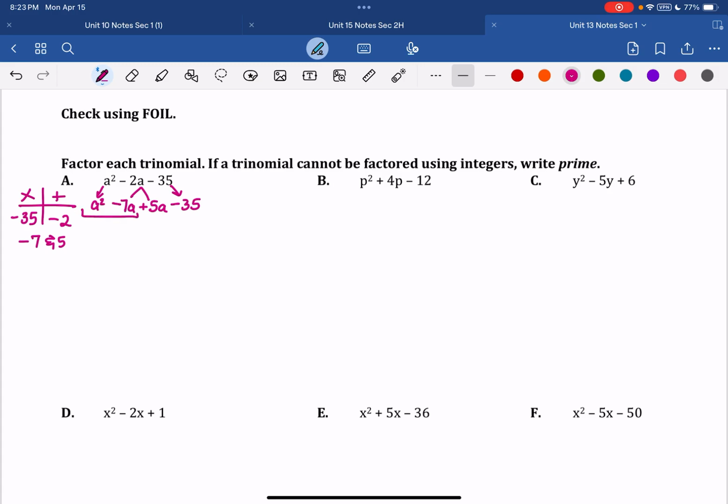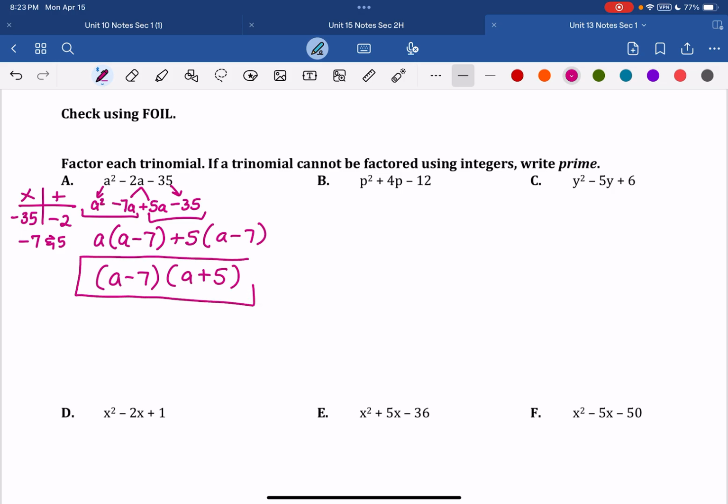So we're going to group these two together. I can factor out an a, which leaves me with a minus 7. Second set, I can factor out a 5, which leaves me with a minus 7. So I get a minus 7 and a plus 5. And that is factored.